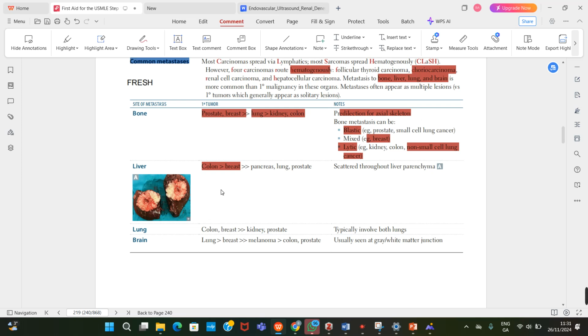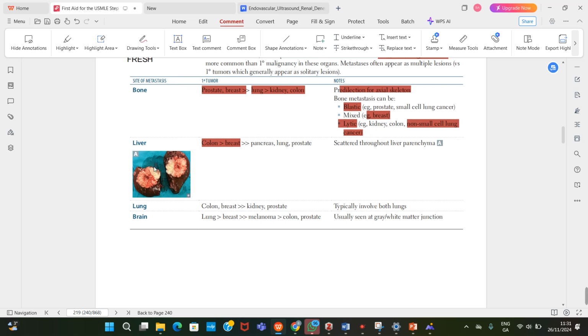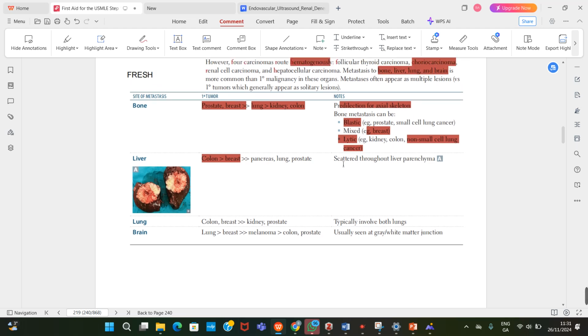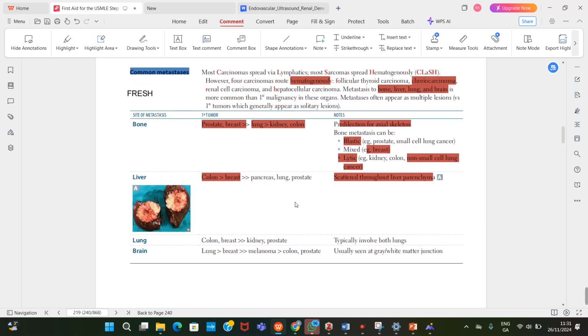Moving on to the liver. I've said it. The commonest cancer that spreads to the liver is which one? I've said it today. The colon. Passing through which vessel? Portal vein. So once you have that, you cannot forget. Superior mesenteric vein to the portal vein. Then the second one, of course, the breast is always there. So how do you know that it is a metastasis? You will see it in the question. They will tell you that the lesions are scattered all over the liver parenchyma.